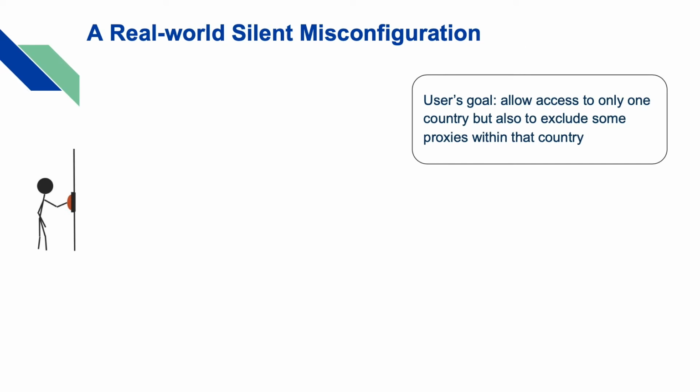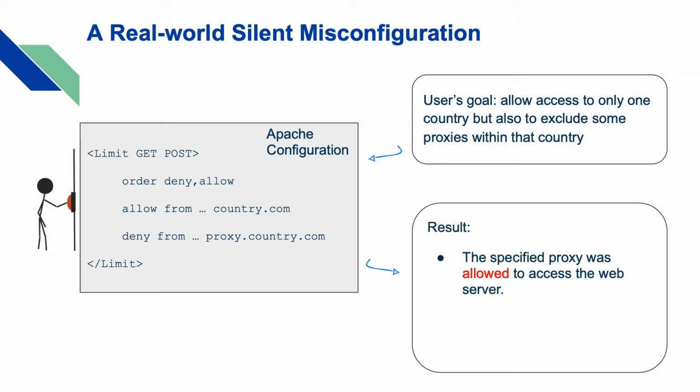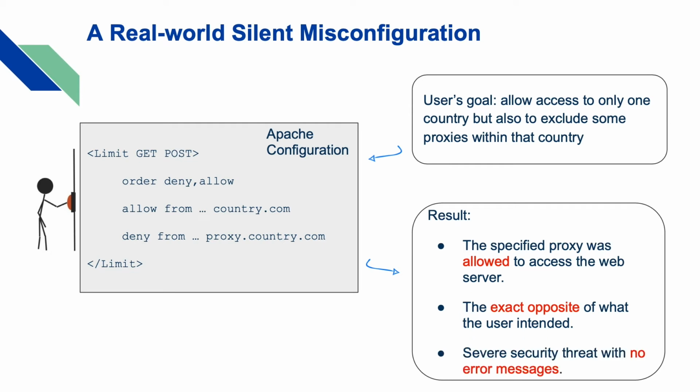Let me walk you through a real-world silent misconfiguration example that we collected from Stack Overflow. Suppose you are an Apache user and you want to allow access to only one country, but also to exclude some proxies within that country. This is your intention, and then you may write an Apache configuration like that. However, once you plug this configuration into the system and start it, this is the result. Firstly, the specified proxy was actually allowed to access the web server. Note that this is the exact opposite of what you intend to do. And it caused a severe security threat.